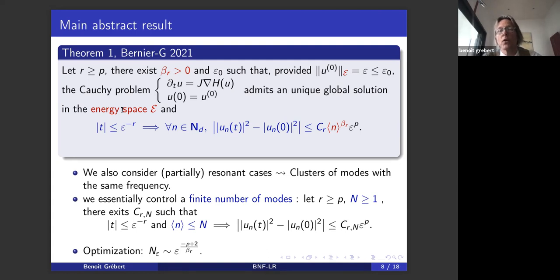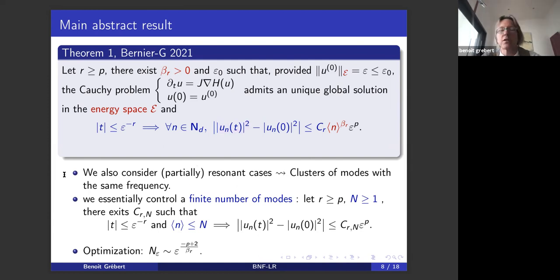So we are working only in the energy space. And if you assume that T is smaller than epsilon to the minus R, so for a very long time, you have a control of the energy in each mode. So you have a control of |U_N|^2 for time smaller than epsilon to the minus R. So these quantities are almost constant in the sense that they are controlled by this expression. Okay, so it's very similar to the general result with Dario, but the two main differences are that we are working in the energy space, but also we have this beta R.